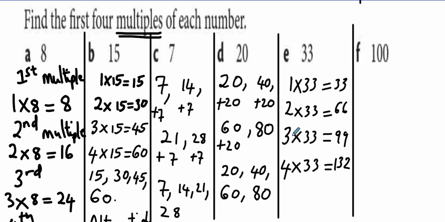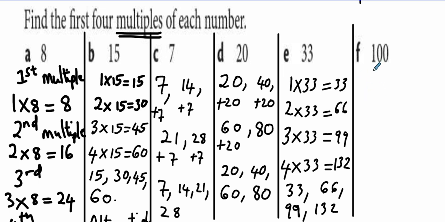Good. Now, the first multiples of the number 33 will be listed below here. The first multiple is 33. The second multiple is 66. Third multiple is 9. Okay. And the fourth multiple is 132. You can pause the video still and try the last number, which is 100.